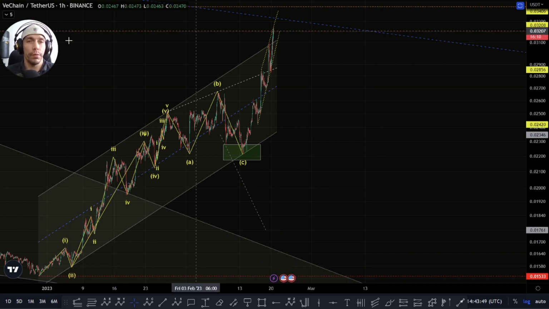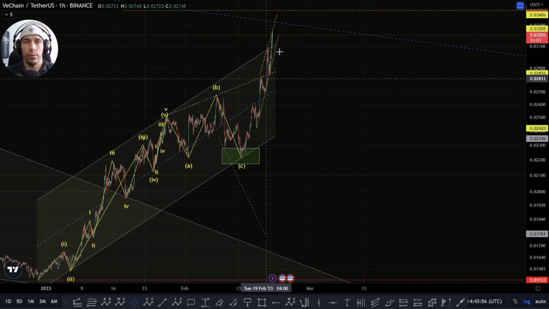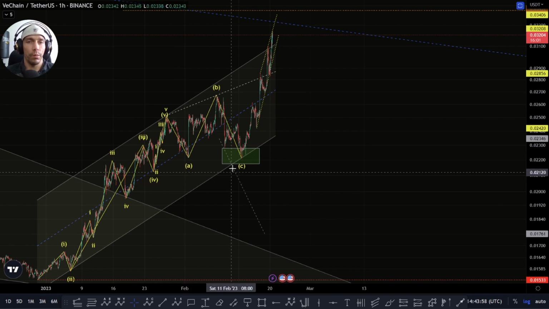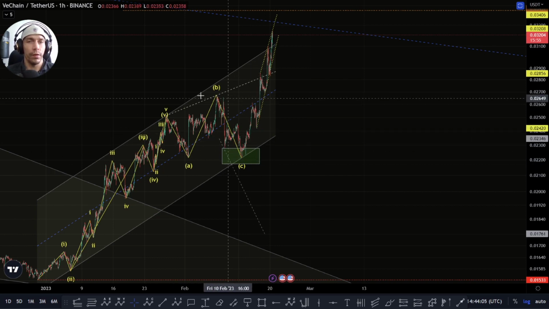Okay, so we talked about a few things the last time we visited VECHAIN, including the possibility that we could have completed into here, which could have led to a push to the upside. We were talking about this being a flat, and we came right down into this zone, and then started to move away like we anticipated. Let us know in the comment section whether you managed to take advantage of this low point here.